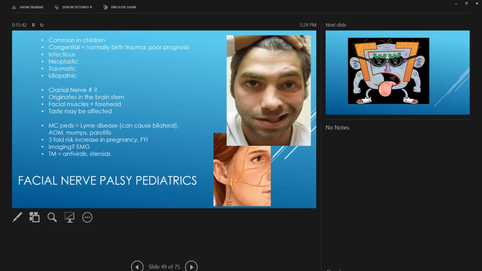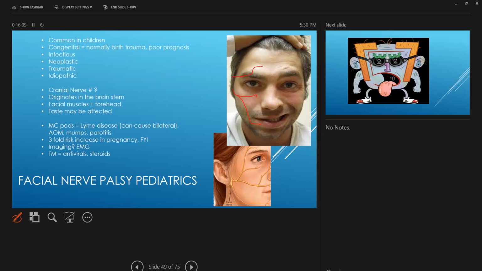So what's a facial nerve palsy? Facial nerve palsy is common in kids, particularly after birth due to trauma. A facial nerve palsy is which cranial nerve? Cranial nerve 7. Okay, so cranial nerve 7 is really interesting because obviously you have this trigeminal distribution, okay? It's the facial nerve, right?